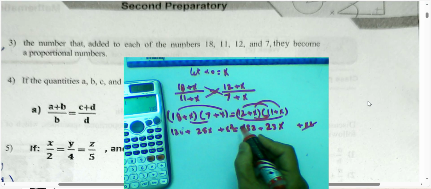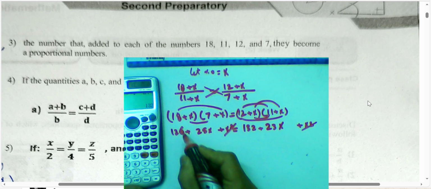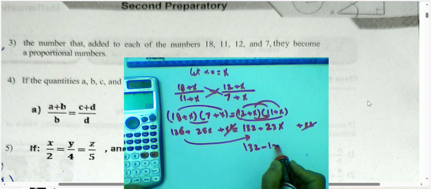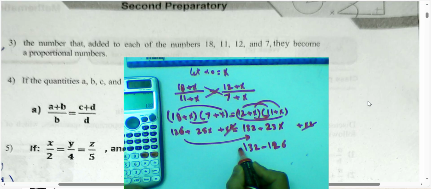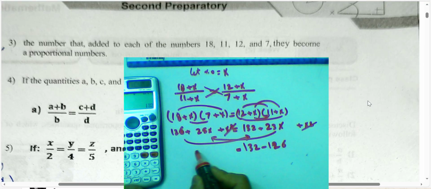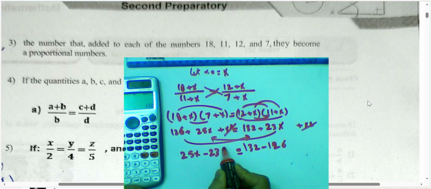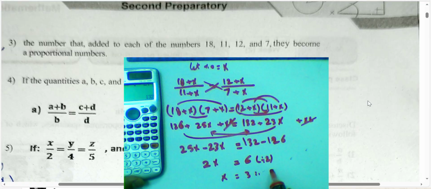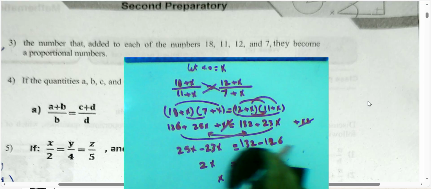We can cancel x power 2 by x power 2, and 126 subtract from 132, and here move right 25x subtract 23x. We can write 2x. 12 minus 6 equals 6. Then we can divide it by 2. Then x will be equal 6 divided by 2 equals 3. Then the number will be 3. Okay.